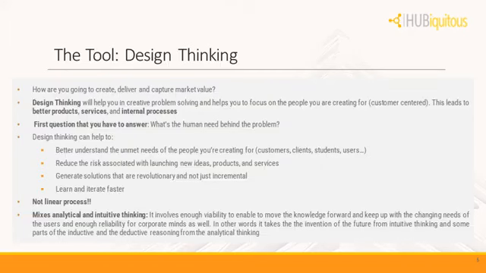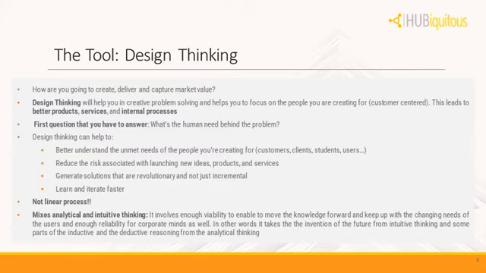So here I introduced you the tool that we are going to use. The tool is design thinking. Design thinking is going to help us to define how we are going to create, to deliver, and to capture the market value. It is a tool that will help us also to solve the problem in a creative way and will help us to focus on people. That means that design thinking is a tool that is user-centered, customer-centered, sorry. And to put the customer in the center will lead to better products, better services, and better internal processes.